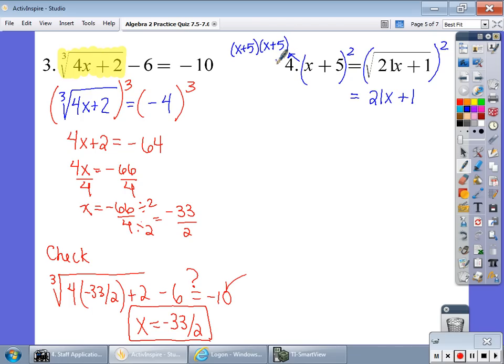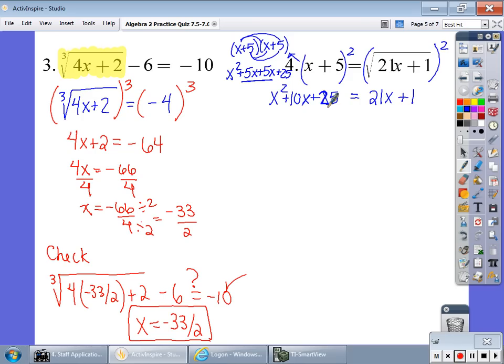A lot of kids say FOIL here. x times x is x squared. x times 5 is plus 5x. 5 times x is plus 5x. And 5 times 5 is plus 25. And so we'll have x squared, that makes plus 10x, and then we have plus 25. This is a 25. There we go.